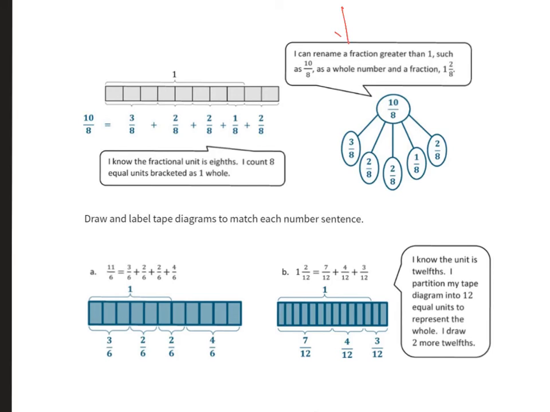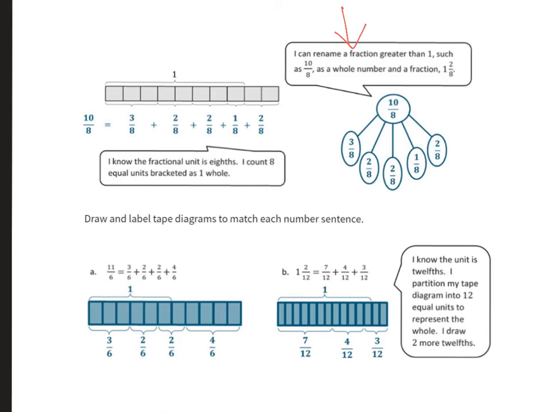So right here it's saying, I can rename a fraction greater than 1, such as 10/8, as a whole number and a fraction, 1 and 2/8. Okay, so it's starting to talk about fractions that are greater than 1 now, right? So a fraction is greater than 1 when the numerator, the number on top, is greater than the denominator, the number on the bottom, right?